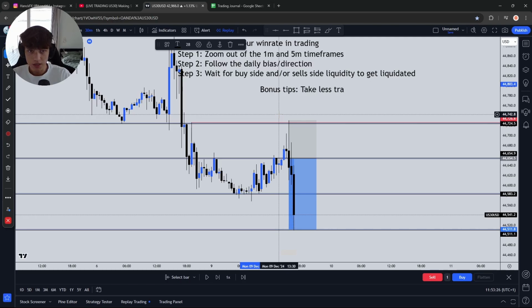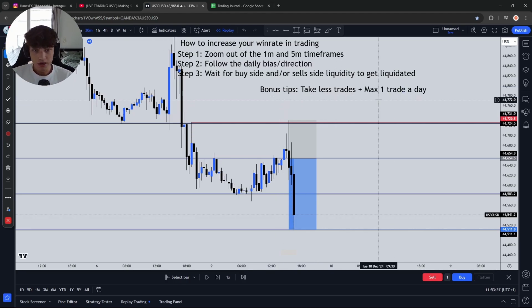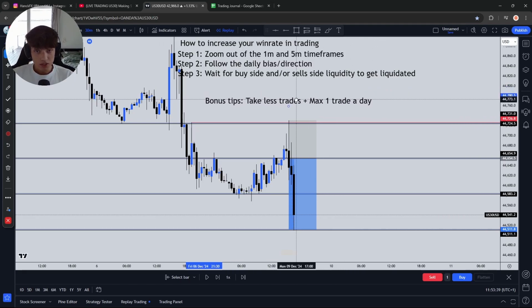Take fewer trades and take a maximum of 1 trade a day. And I know that's also boring. That's like zooming out of the 1 minute and 5 minute time frame. I know it's boring, but this will increase your win rate as well.